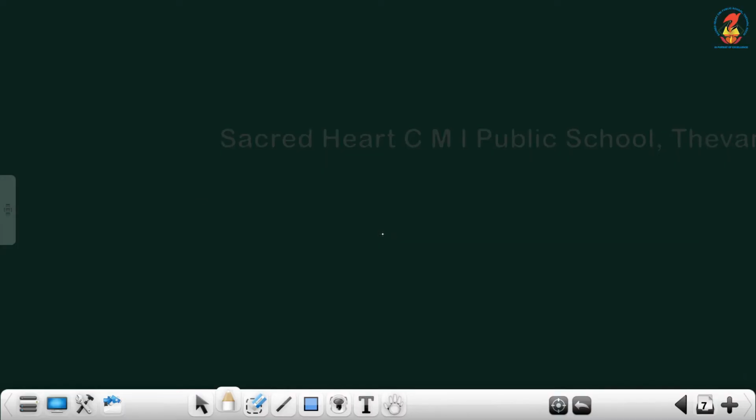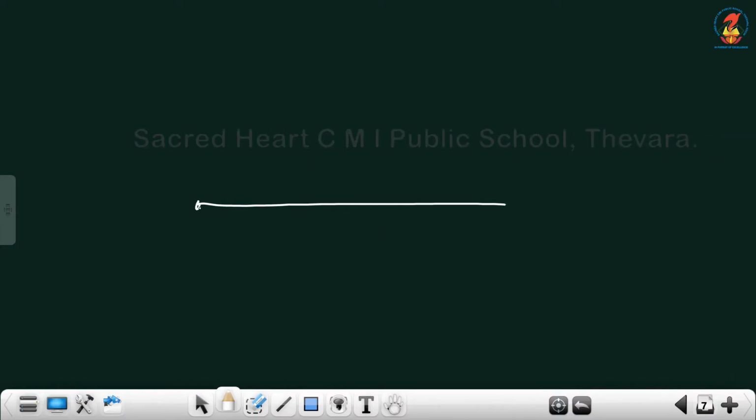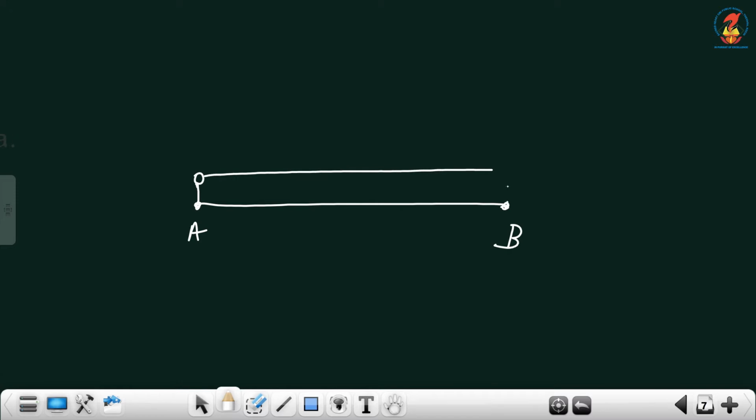This one is the line segment AB. With your scale you can measure this length. So, what will you do? You will keep the 0 of your scale at this point A, and you will read the corresponding length at B. That will give you the length of the line segment AB.